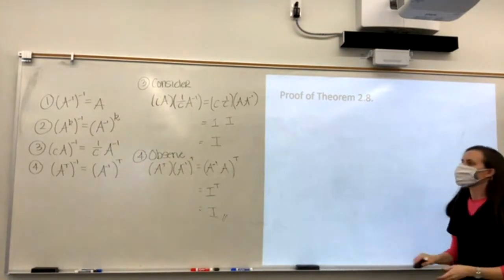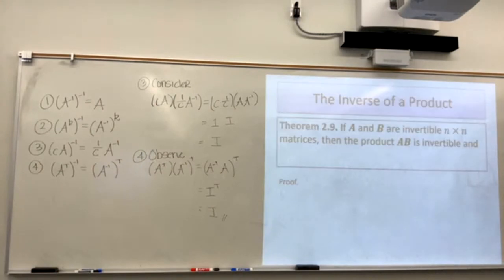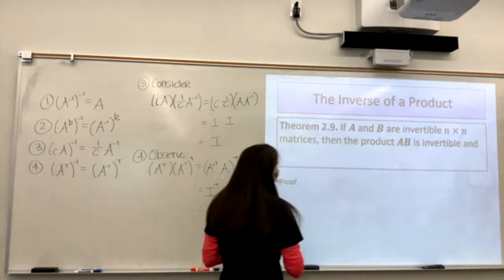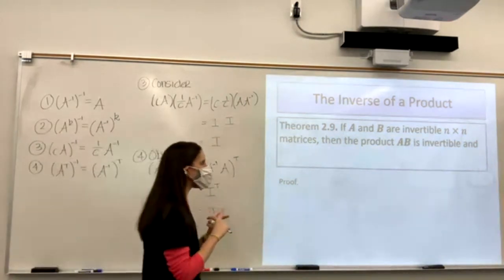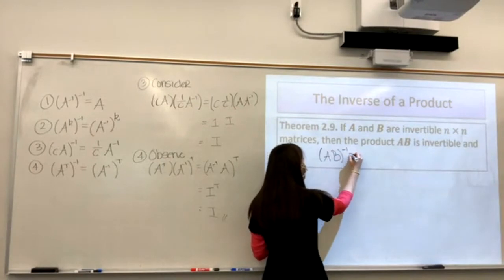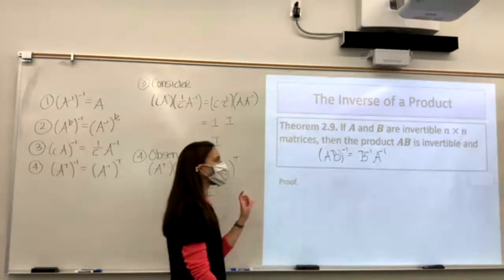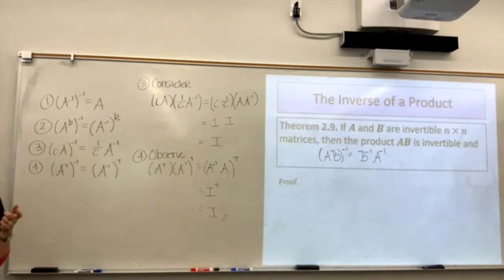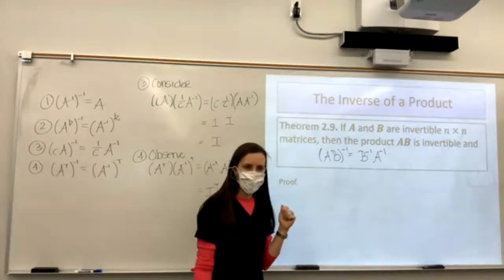All right. So that was property number 1. Here's another one. If A and B are invertible n by n matrices, then their product A times B is also invertible. And the inverse of the product is similar to our transposes in that the order flips, right? So I get B inverse followed by A inverse.